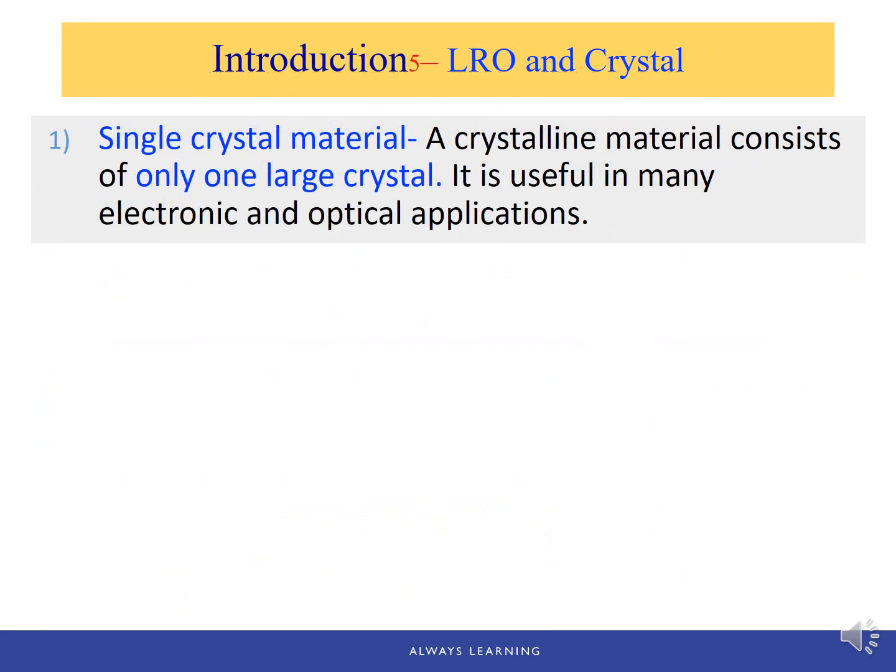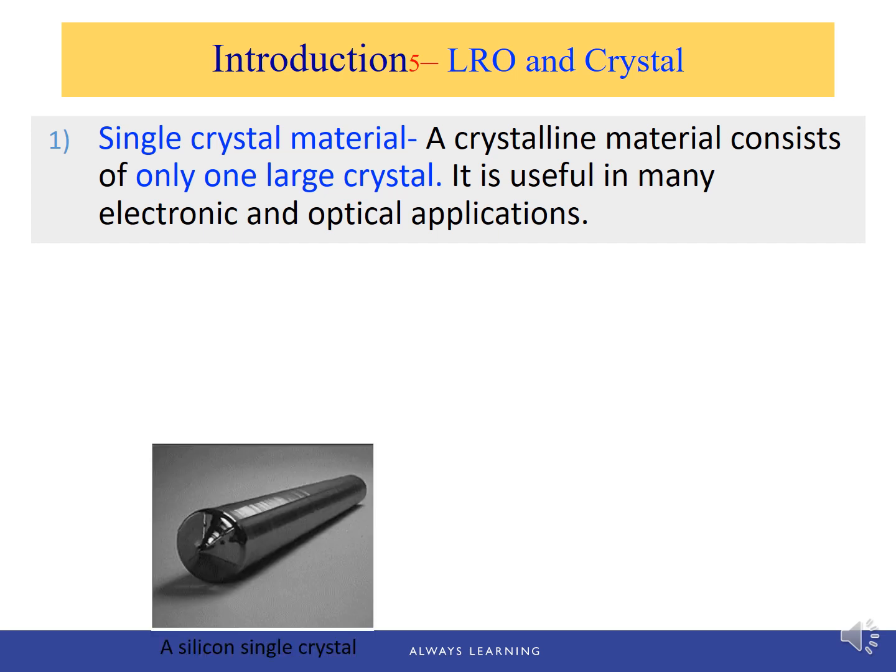Single crystal material means a crystalline material consists of only one large crystal, and it is useful in many electronic and optical applications. So in the phone you're using now and in your computer, a lot of the chips are made from silicon in the form of large single crystals. It's actually cut out from a big ingot, and although it's a big ingot, it's just one single crystal. The properties of single crystal material depend on the chemical composition and specific directions within the crystal, which is known as the crystallographic direction, which we're going to learn later.